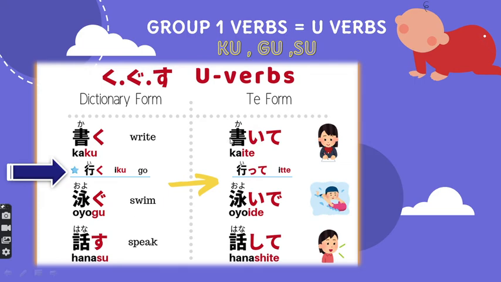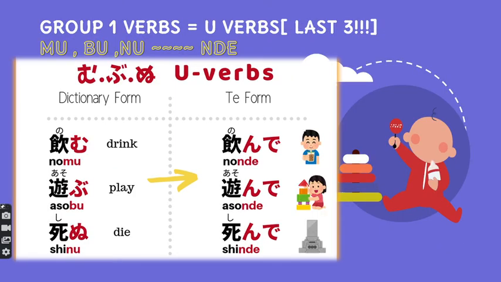So I will review it quickly. Ku, ite. Gu, ide. Su, shite. Okay, ku, ite. Gu, ide. Su, shite. Great. Don't worry, it's going to be easy when I show you the song, okay? So. Group 1 verbs, the last 3 syllable sounds, mu, bu, nu, they will become nde.